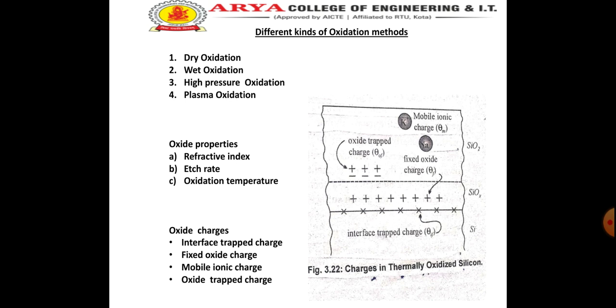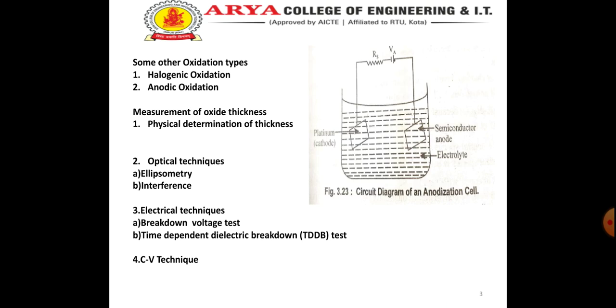Oxide trapped charge. The oxide trapped charge may be positive or negative due to holes or electrons trapped in bulk of oxide. This charge associated with defects of SiO2 may result from ionizing radiation, avalanche injection or high currents in the oxide. It can be annealed by low temperature treatment. Now, in the second slide, we are having some other oxidation types.